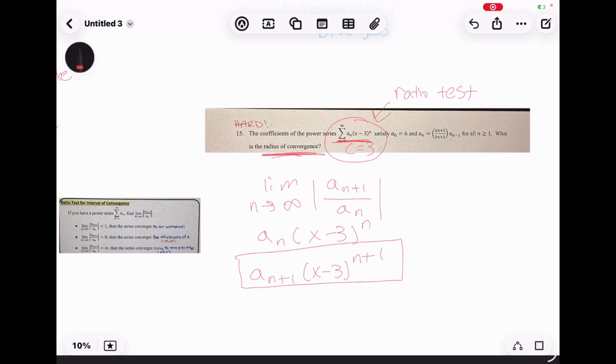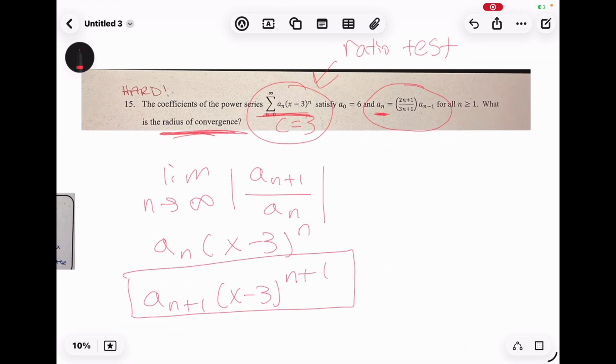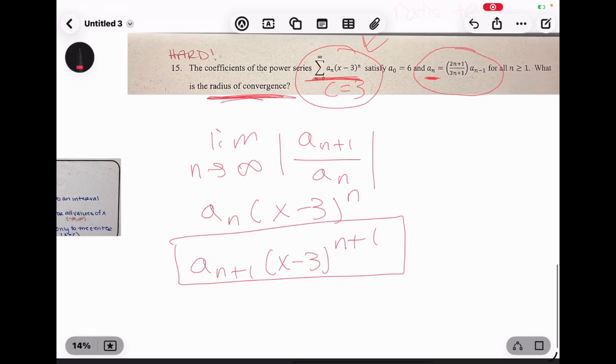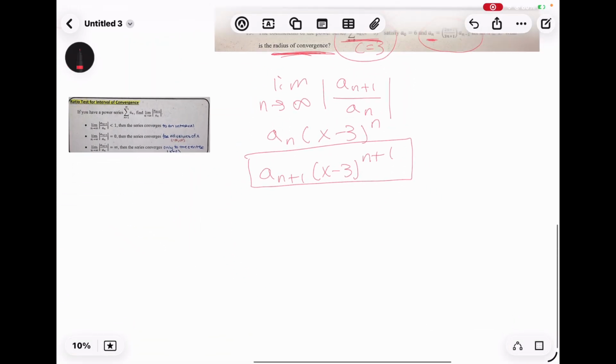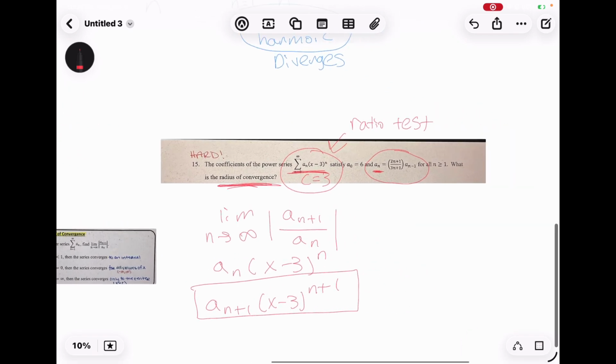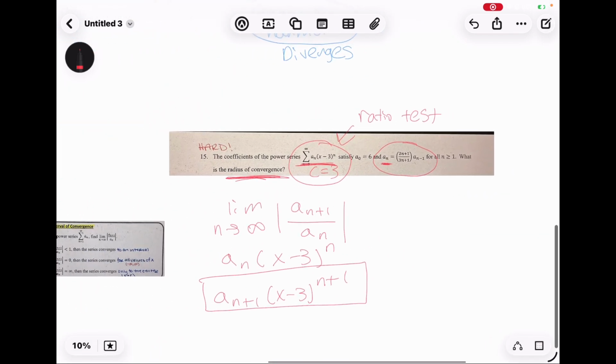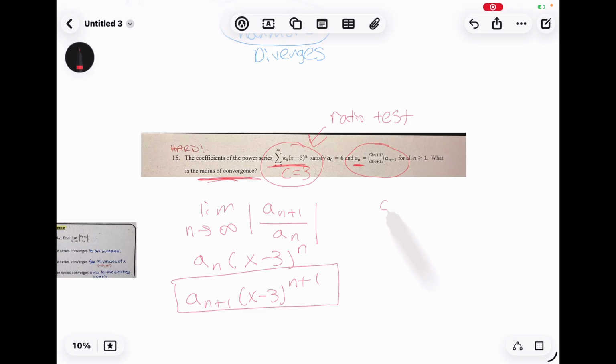And now we know that a sub n is given to us, which is this part right here, so 2n plus 1 over 3n plus 1. I don't think I can go down more, so I'll do it over here. So now a sub n equals 2n plus 1 over 3n plus 1 times a sub n minus 1. This equals a sub n. So that's important, right?